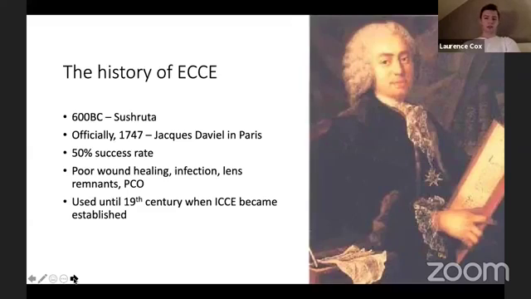The procedure, while better than couching, still had a fairly low success rate at only 50%. And this was primarily due to poor wound healing, infection, lens remnants left within the lens capsule, and posterior capsular opacification, which obviously they didn't have the technology to deal with effectively at the time. Even though intracapsular extraction was first performed only a few years later in 1753, extracapsular extraction remained the primary technique used up until the 19th century.